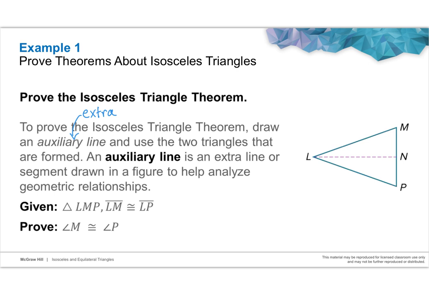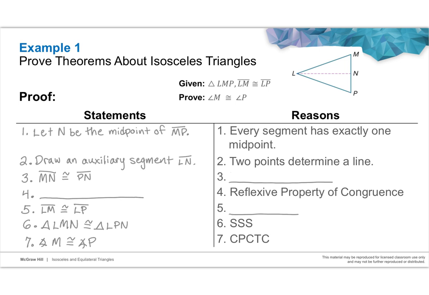What we're asked to prove is the isosceles triangle theorem, that those base angles, angle M and angle P, are congruent. So given triangle LMP, we're going to assume that segment LM is congruent to segment LP. So let's add that marking to our diagram here. And notice the auxiliary segment that we've added is being drawn to N, and we're using the information that N is the midpoint.